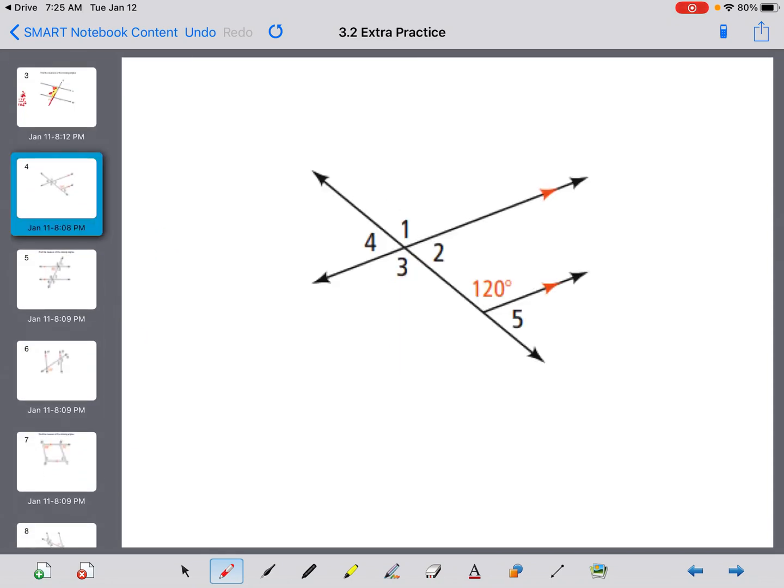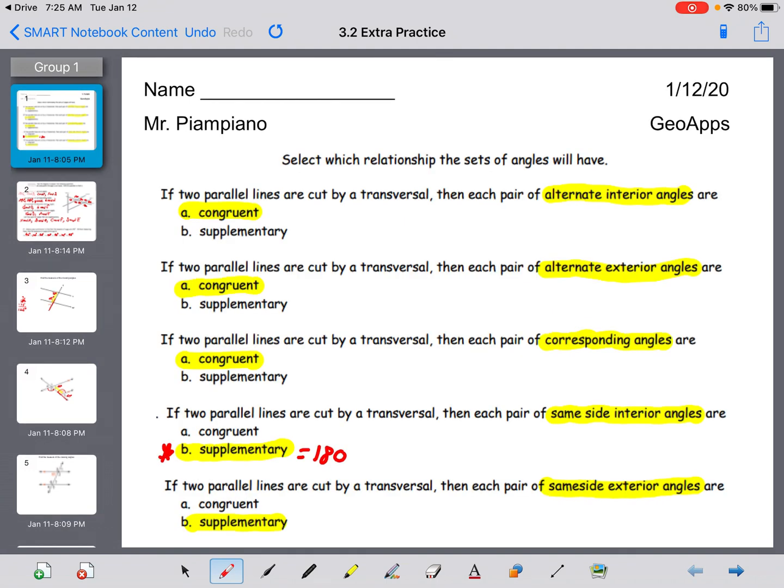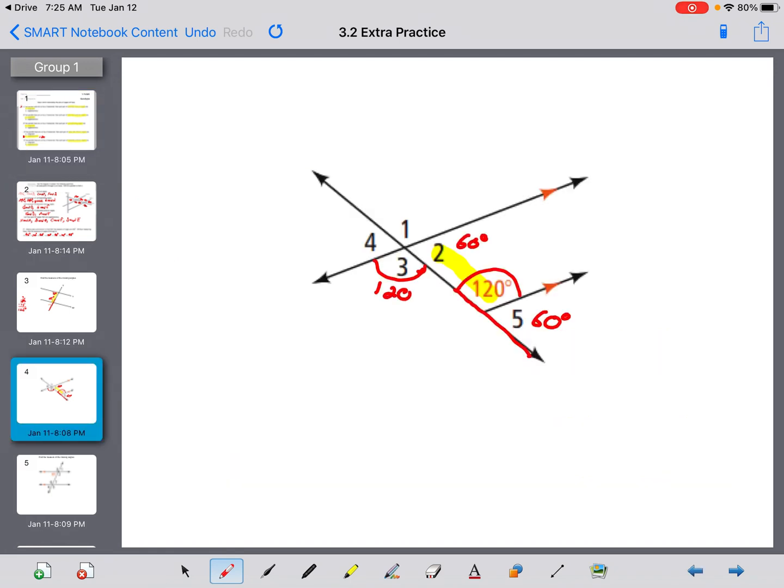If you take a look at your next one, you have angle 5 and your angle 120. Those are supplementary, so angle 5 needs to be 60 degrees. 120 and angle 2 are same side interiors, so angle 2 also needs to be 60 degrees. Angle 3 and the 120 degree angle are alternate exterior angles, which are congruent. So this needs to be 120. 3 and 4 are a linear pair, so 4 should be 60 degrees. And 4 and 1 are a linear pair, so this should be 120 degrees.